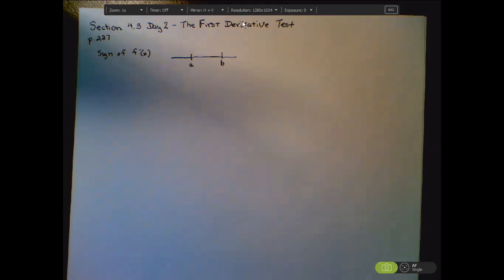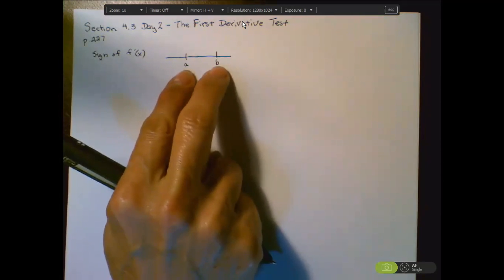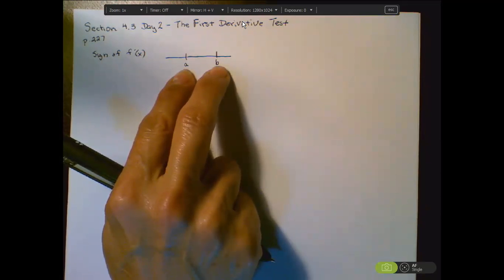The function first has to be defined. Right. If the function's not defined there, it can't be a critical point. So the function has to be defined, and Aiden said the derivative could be zero. What's the one other missing part? Or undefined. All right, so let's say I have some function with two critical numbers, and that means if I call them a and b, f of a and f of b are both defined, and they either make the derivative zero or undefined.